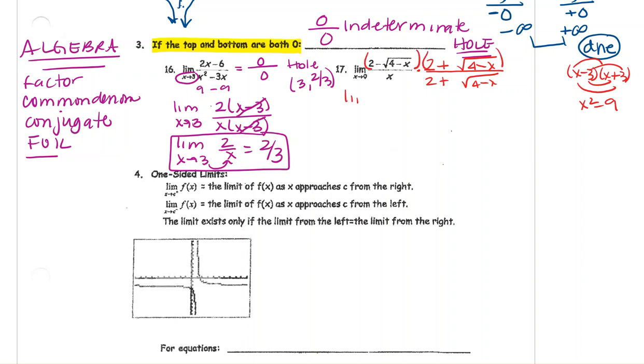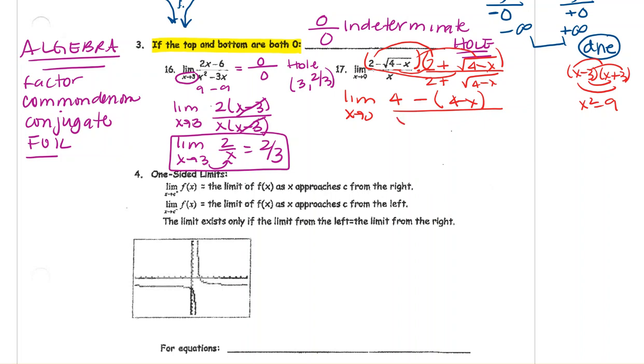So this would be the limit as x approaches 0. When I FOIL, 2 times 2 would be 4. When I do the outside, I'm going to get 2 root 4 minus x, but when I do the inside, I'm going to get negative 2 root 4 minus x. So those will cancel. And when I do the last, I get minus root 4 minus x times another root 4 minus x, which is just 4 minus x.